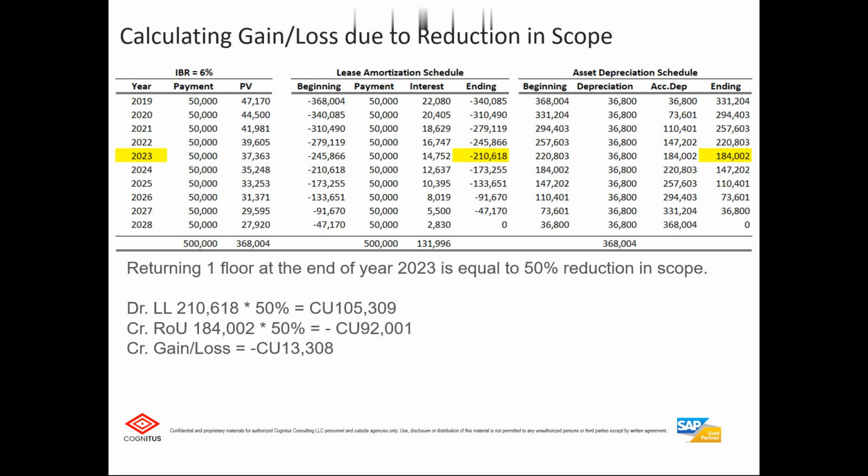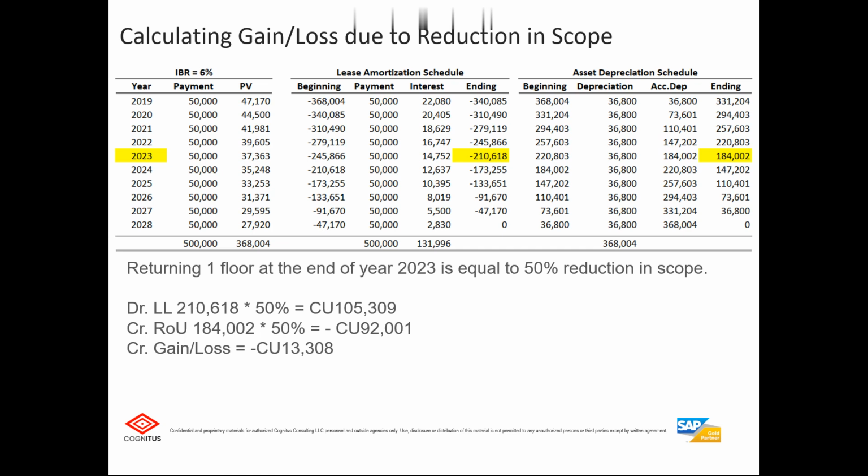As you can see, returning one floor at the end of year 2023 is equal to a 50% reduction in scope. That means we need to derecognize 50% of the asset and also the lease liability. So the accounting entry should be debit lease liability, where 50% of 210,618 is equal to 105,309. Also for the credit asset, where 50% of 184,002 is equal to 92,001.